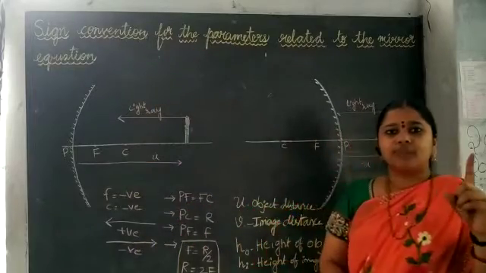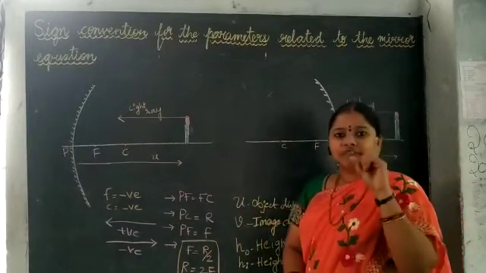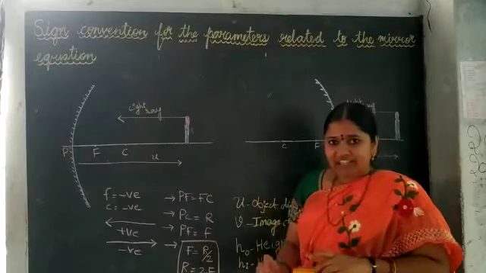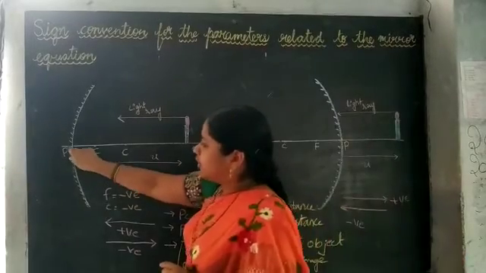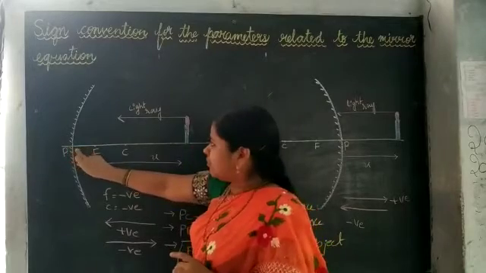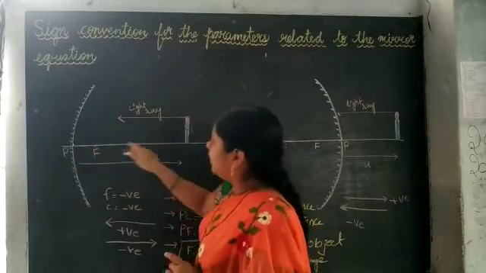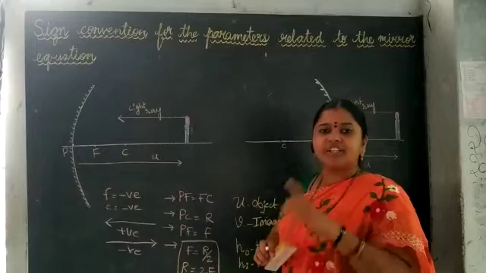There are 3 rules, very simple rules. The first rule is that we always have to measure the distance from the pole. Always we have to measure the distance from the pole. Starting from the pole, we have to calculate the distance. That is the first rule.